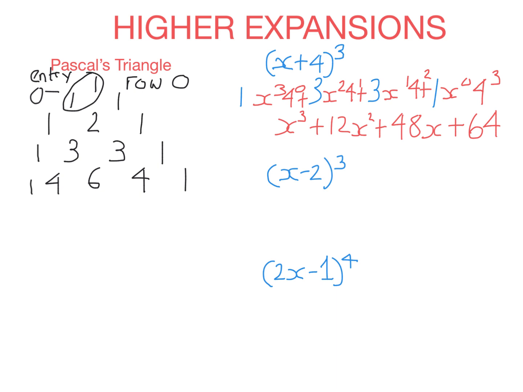Let's try x minus 2 to the power of 3. So we've got the same idea here. We're going to start with x cubed. We're going to decrease the power of x by 1 each time. Now we're going to do the opposite for the 2. So we're going to start 2 to the power of 3 on the right-hand side, and we're going to go the other way, decreasing the power by 1 each time. Once again, for each of these 4 terms, the powers always add up to 3.